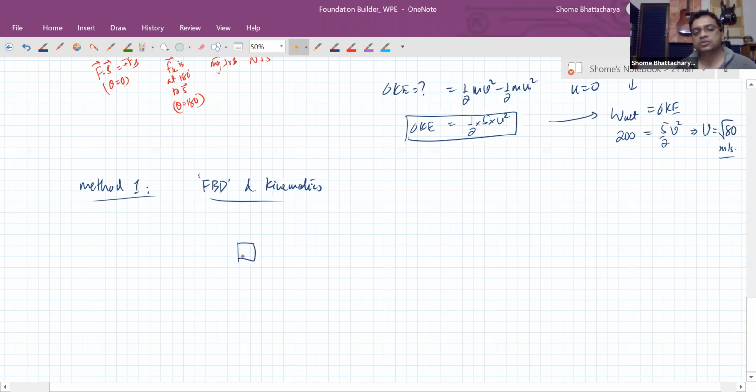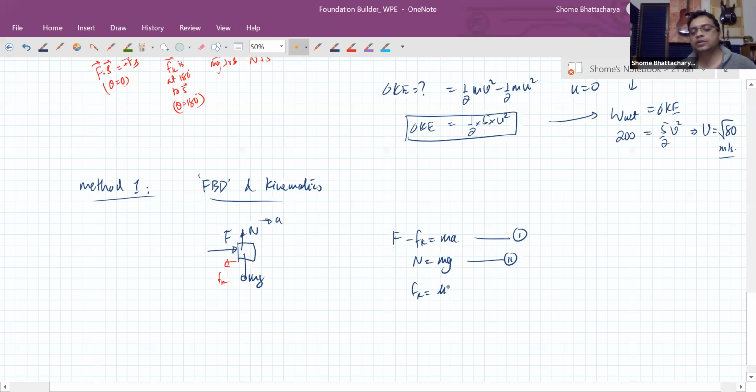So first, when you make your free body diagram, you write your equation for it. What is the net force here? In the direction of motion, the net force is F minus kinetic friction, and that is equal to ma. Normal reaction is balancing mg, and kinetic friction is equal to mu N. Substituting, we get F minus mu mg is equal to ma.